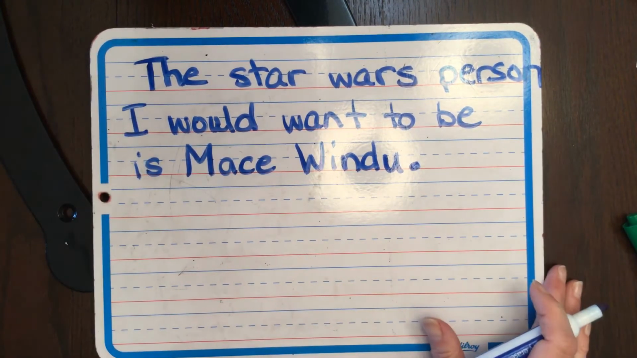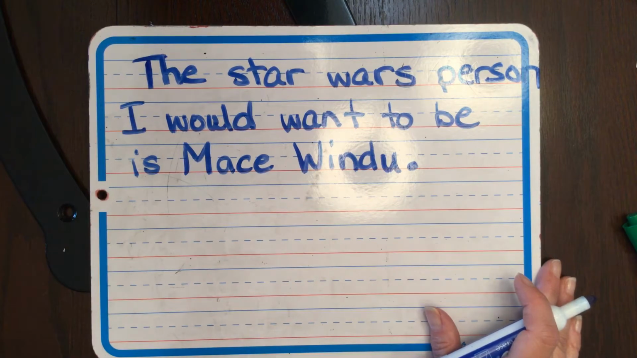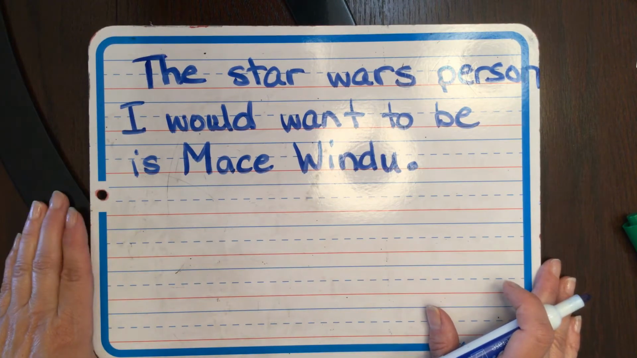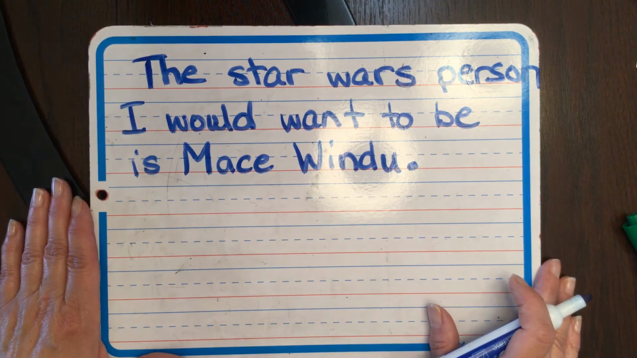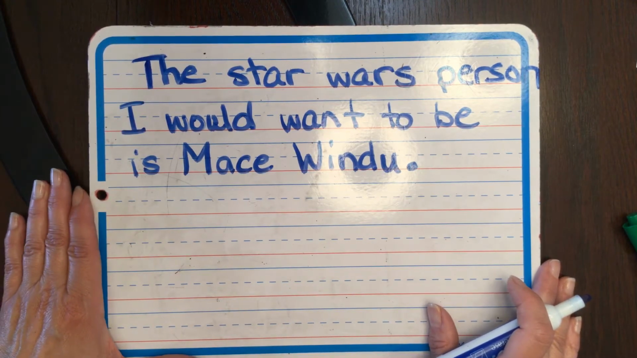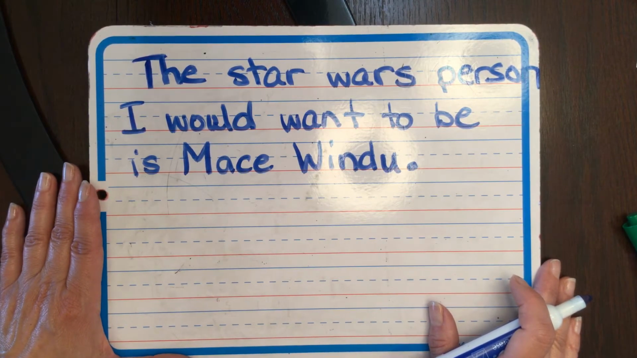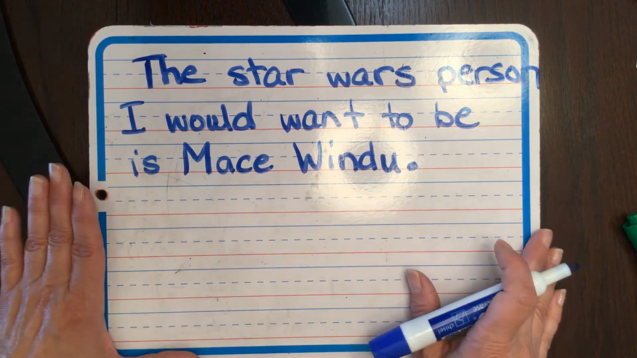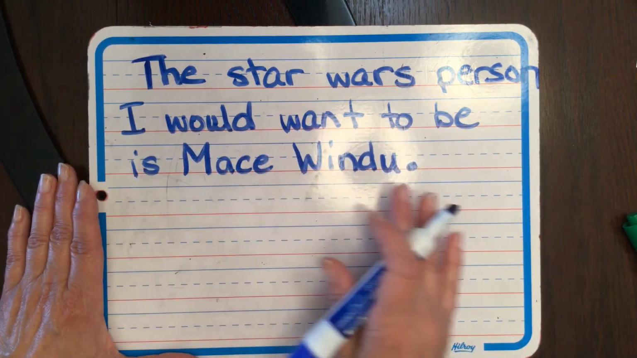Now I'm going to tell you 3 things about Mace Windu that makes me want to be him, and maybe a little bit about him so you know who he is. He was in the first 3 Star Wars movies, and he was on the Jedi Council. And he's pretty amazing. And he was the only Star Wars Jedi who could beat Senator Palpatine, who was one of the bad guys, you might remember. So one of the things that I love about this person, first of all, the Star Wars person I would want to be is Mace Windu.